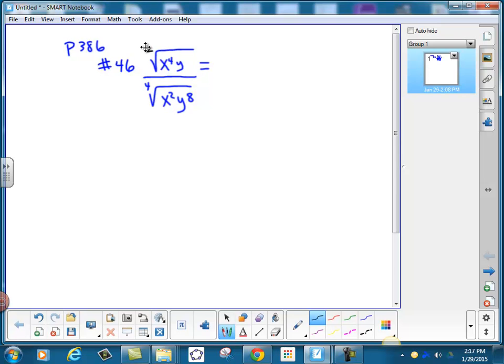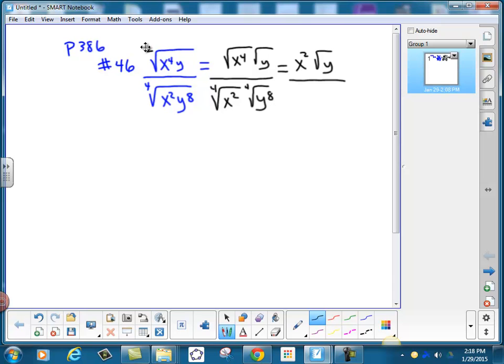So the next thing I'm going to try to do is simplify. I'm going to break this up into the square root of x to the fourth and the square root of y, over the fourth root of x squared and the fourth root of y to the eighth. On the top, the square root of x to the fourth is x squared. Square root of y I can't do anything with. And on the bottom here I can't do anything with the x's, so this will say the fourth root of x squared, and the fourth root of y to the eighth is going to be y squared.